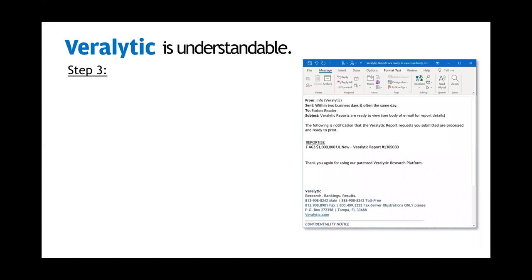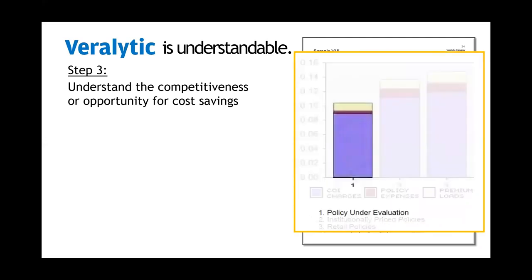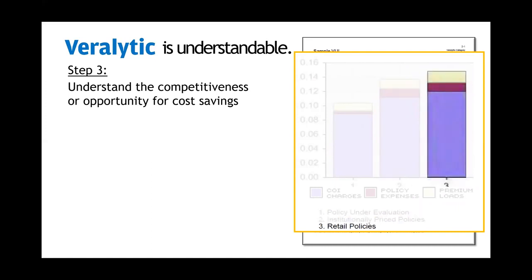Simply open or print your Veralytic report and understand at a glance both just how much is being charged inside any existing or proposed policy shown here in bar number 1 on the left, and whether those costs are competitive or excessive relative to industry benchmarks for bigger policies shown here in bar number 2 in the middle, and for smaller policies shown here in bar number 3 on the right.